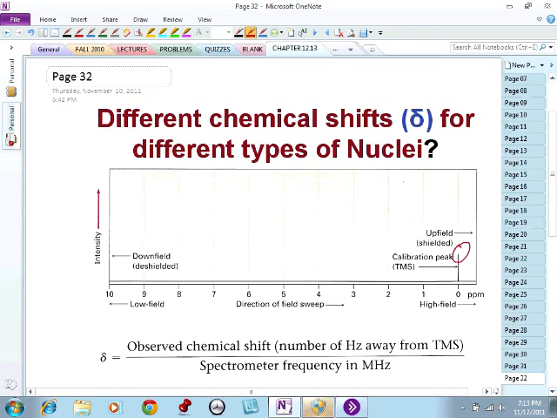With the signal for the TMS, we say it is upfield, and everything to the left of TMS, we say it is downfield. That's just some terminology that we use. And the more deshielded the nucleus, the greater the chemical shift. In other words, the closer you have electronegative atoms next to a particular proton, the greater the chemical shift will be.